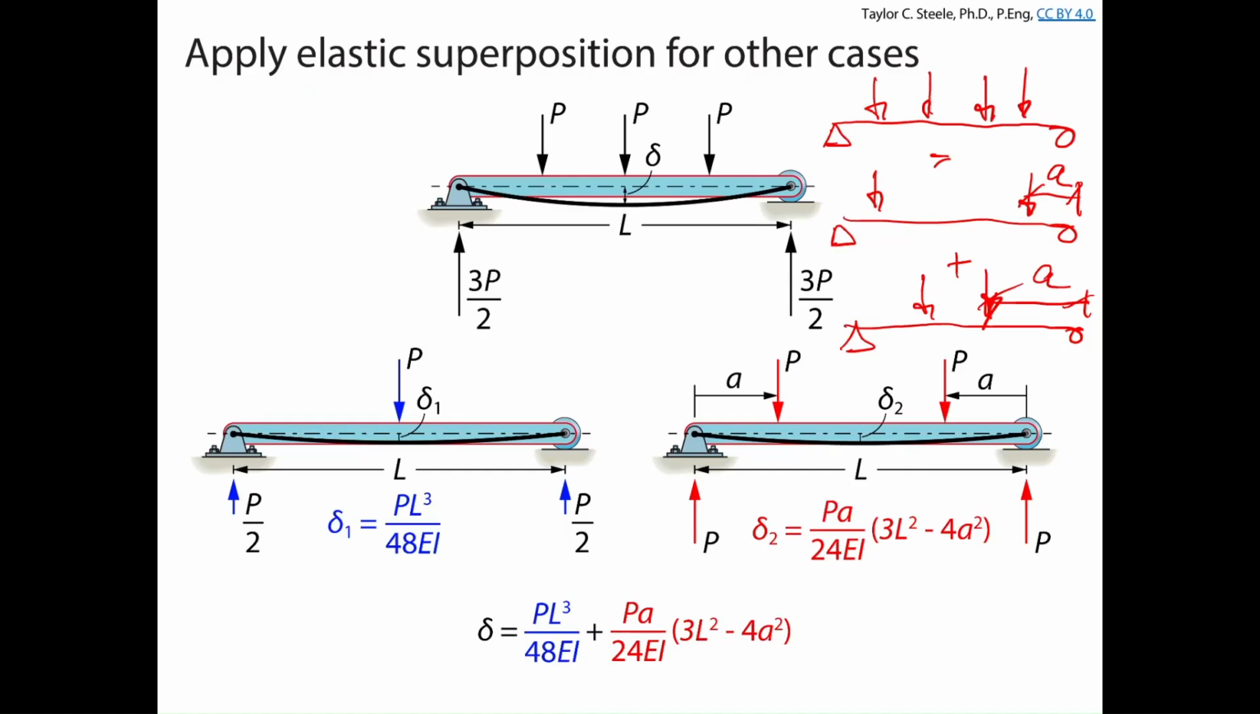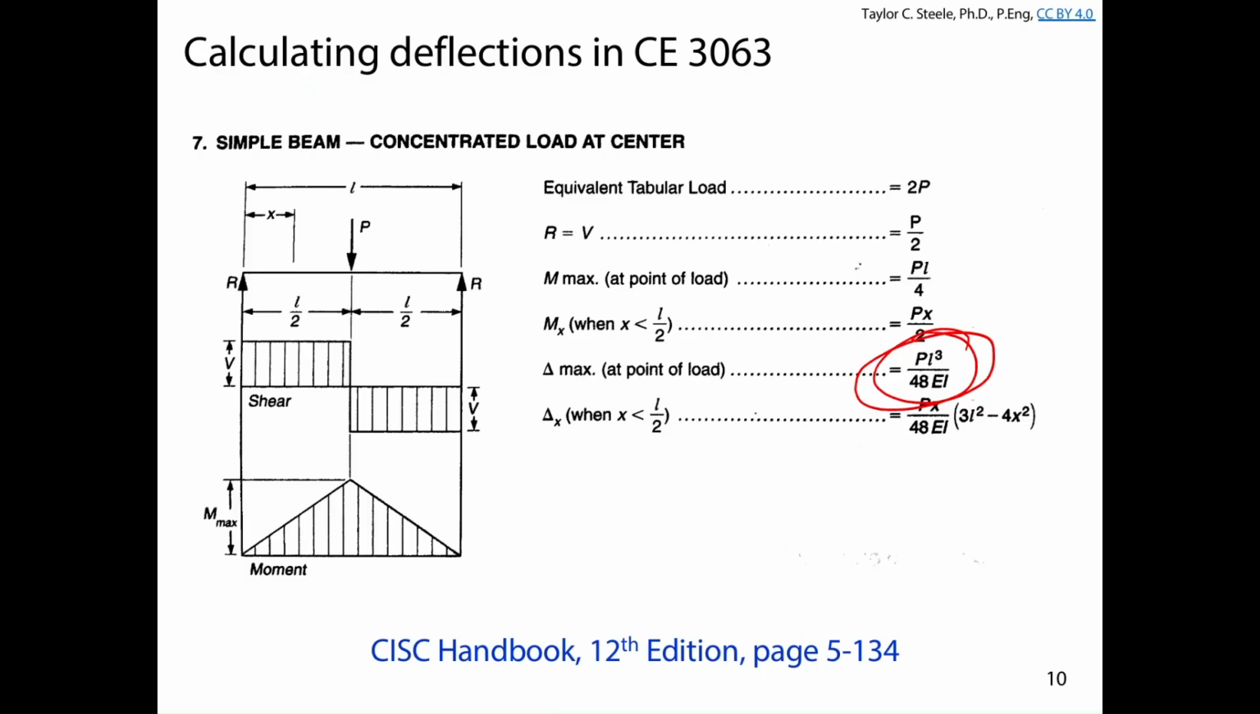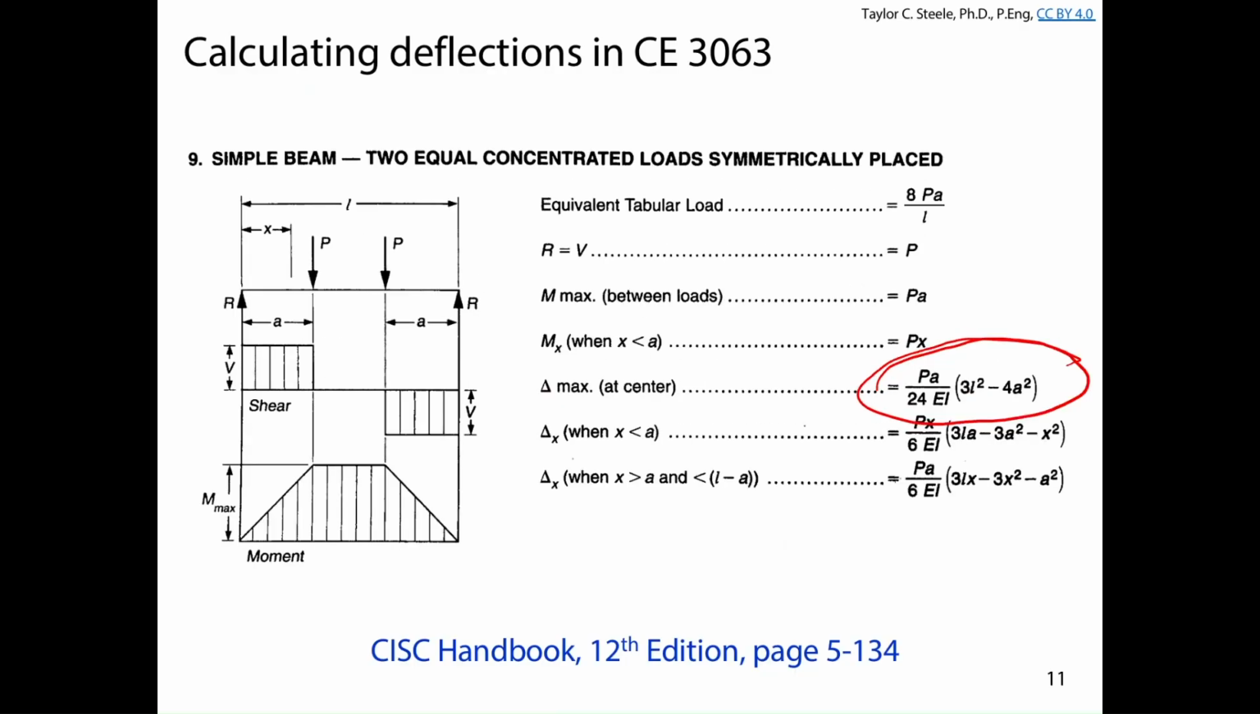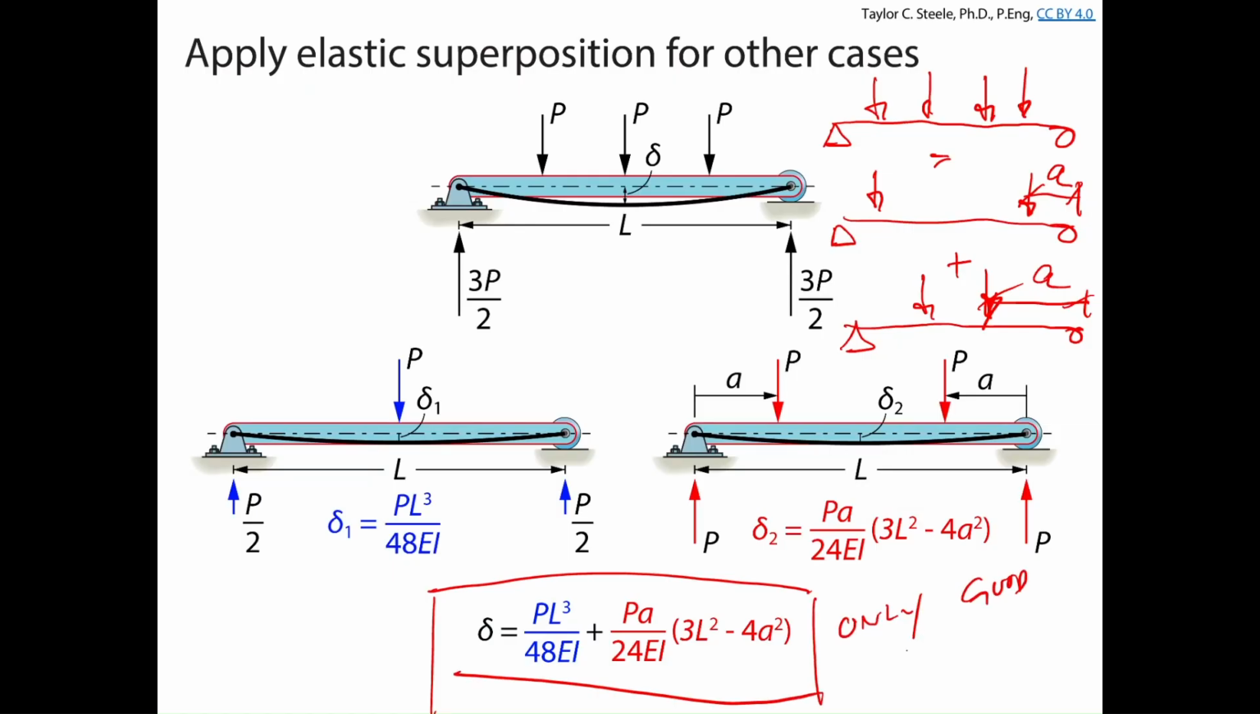Okay, so elastic superposition allows us to consider the equations that we're given in the handbook here. If we've got an even number of joists loading our girder, we can just do this a few times. And if we have an odd number, we can do the point load and do this a few times depending on the number of joists that we have loading our beam. Okay, so this equation works as long as we have 3 point loads, right? So that's only good for 3 point loads.